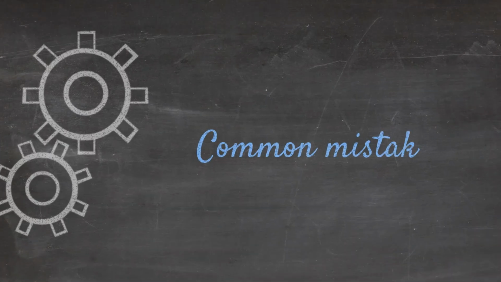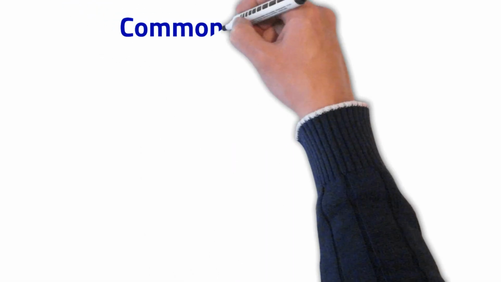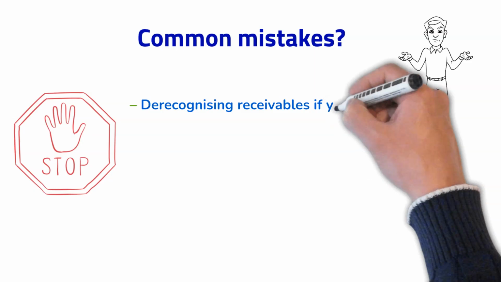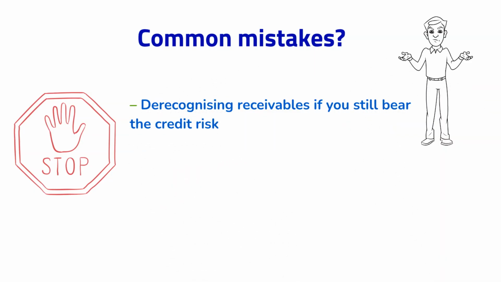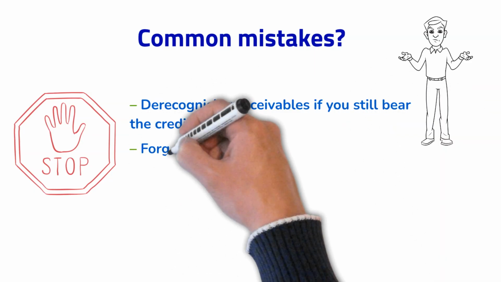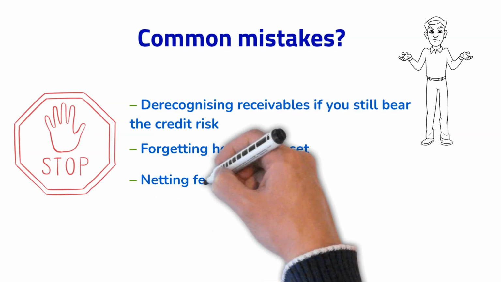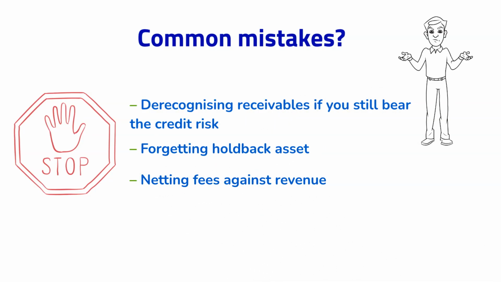So, what are the common mistakes to avoid? Do not derecognize accounts receivable if you still bear the credit risk through recourse or guarantees. Do not forget the holdback asset. Do not net factoring fees against revenue. Show them as financing or other expenses per your policy.